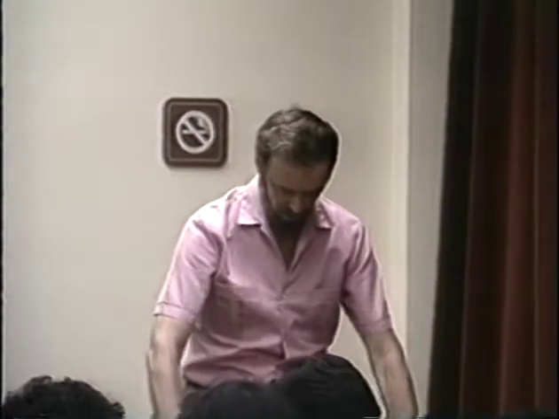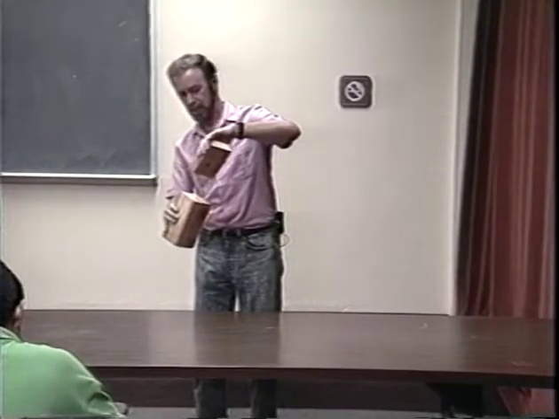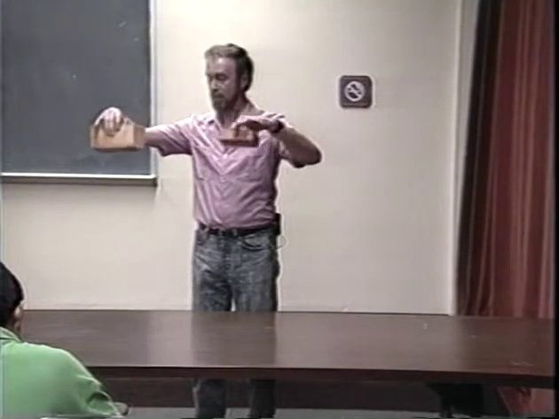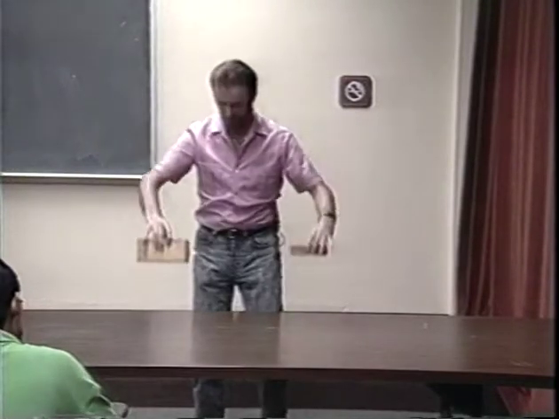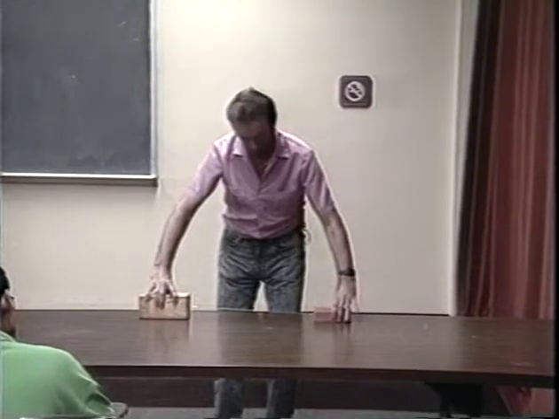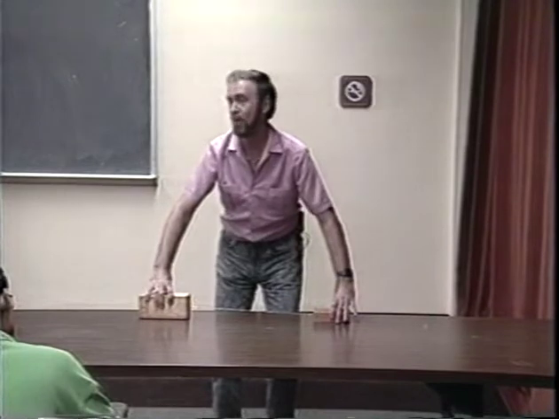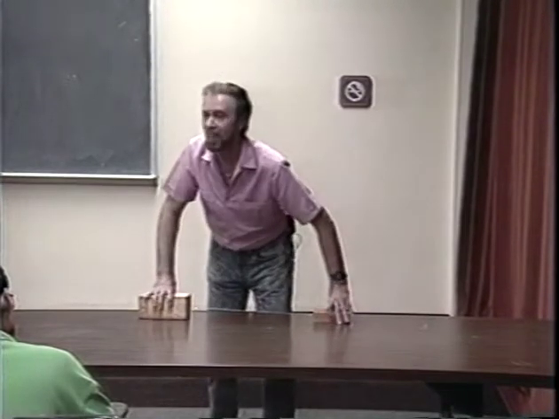Here's a couple of blocks. These blocks right now don't interact with one another. But now I'm going to attach them with an elastic band. So the big block, when I stretch it, will pull on the little block. Okay? Now, which block is pulling? Is the big block pulling on the little block? Or is the little block pulling on the big block? What do you suppose? Check your neighbor.